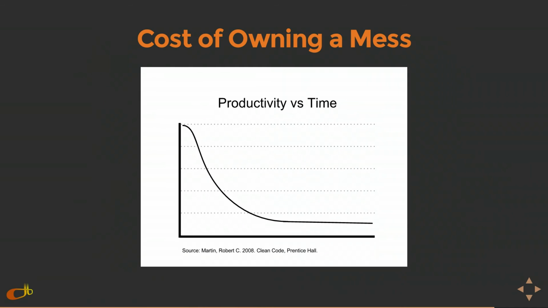If you've never read Clean Code by Robert Martin, highly recommend it. Very good book. One of the diagrams he shows is when he's talking about clean code. He's talking about, what is the cost for not having clean code? What does that look like? And this graph he uses as one way to show the effect of owning a mess, or one way to phrase it would be to own a code base that has a lot of static analysis violations. That would be an example.